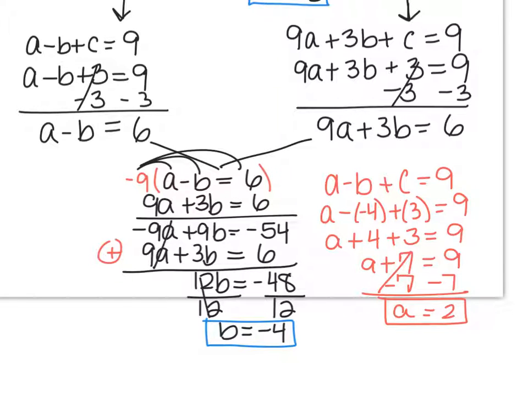So if we put it all together, we can now find my equation for the quadratic. We have y equals ax squared plus bx plus c. My a value is 2, so 2x squared. My b value is -4, so minus 4x. And my c is 3. So this is how we use a system of 3 variables to find the equation of a quadratic, or of a parabola.